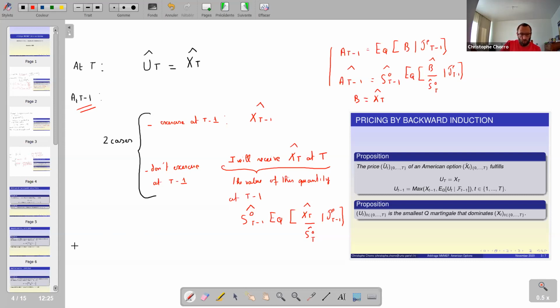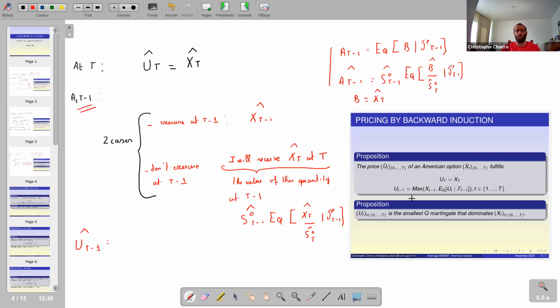And so what will be the price of my American option in this situation? If I exercise, I obtain this. If I don't exercise, I obtain this. So if you are the owner of such a product, you don't want to pay more to have this option than the best case you have here, because the best you can do at time T minus 1 is the maximum between these two quantities, and you won't accept to pay more to have such a product.